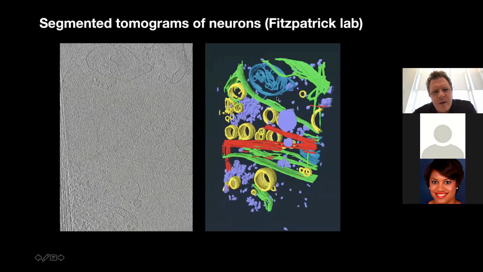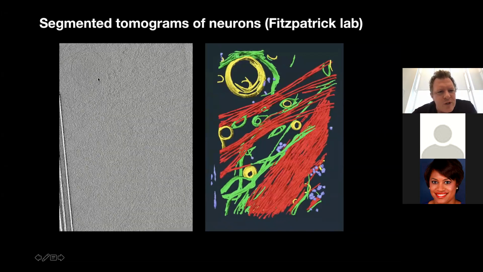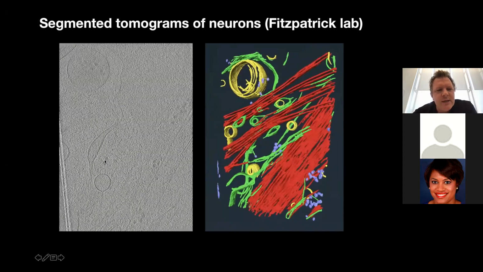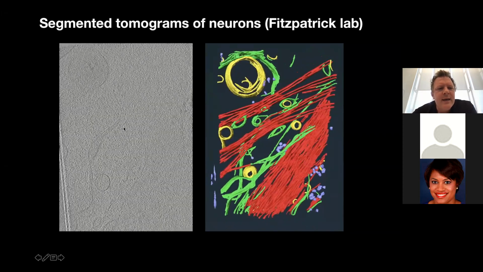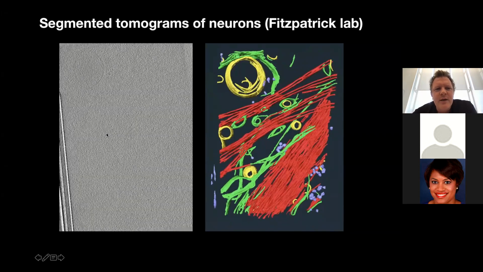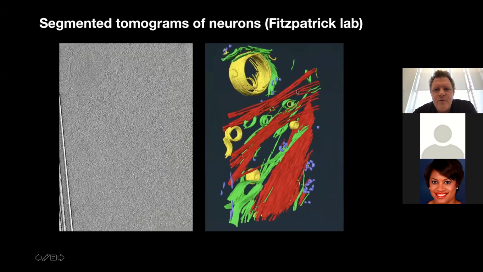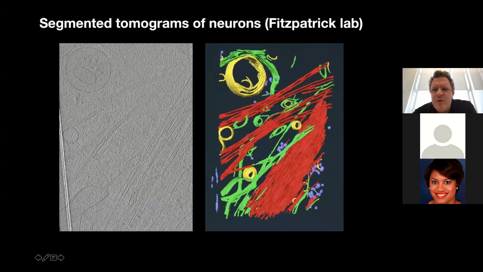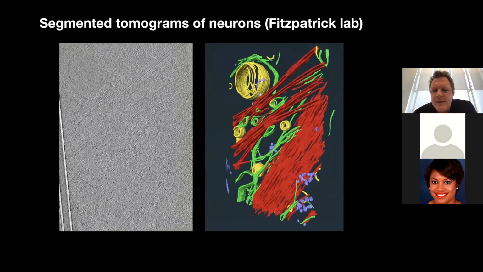Just another quick example. What's striking is really the contrast. You really do have good contrast for just a single tilt series. But the real challenge here has been to get the resolution of these cellular reconstructions down to the same level as we would have for single protein complexes.